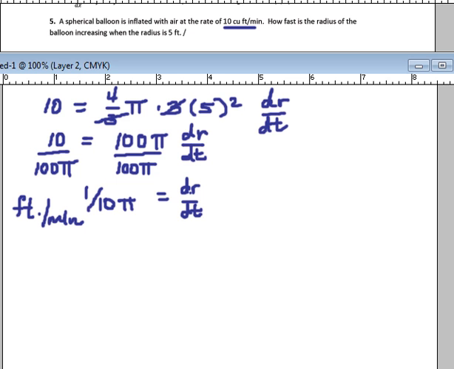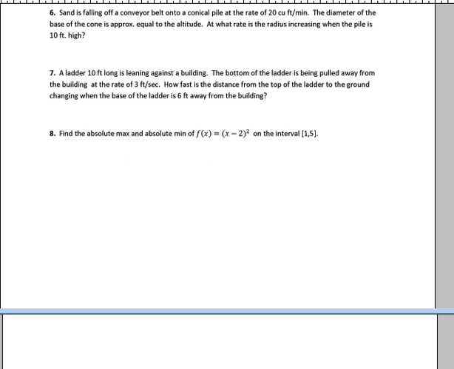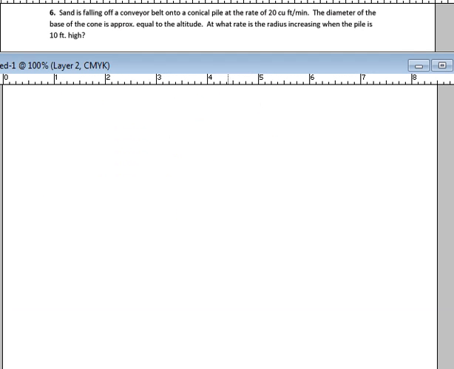Okay, let's look at number 5. Sorry, number 6. Okay, number 6, we have sand is falling off a conveyor belt onto a conical pile at the rate of 20 cubic feet per minute. So the volume of the cone is increasing at this rate. So that tells us about dV/dt.